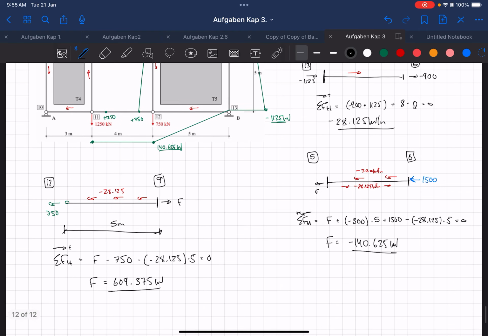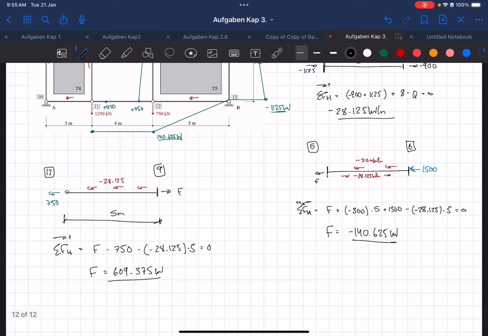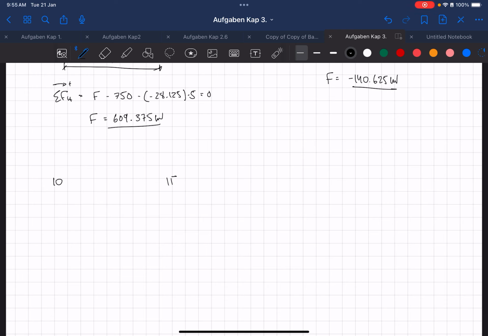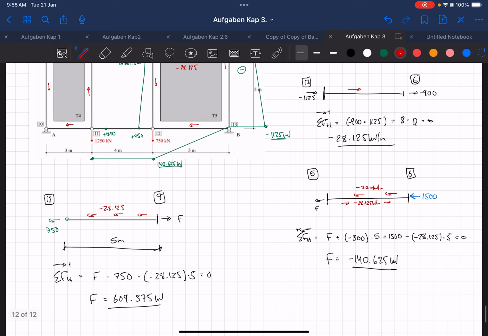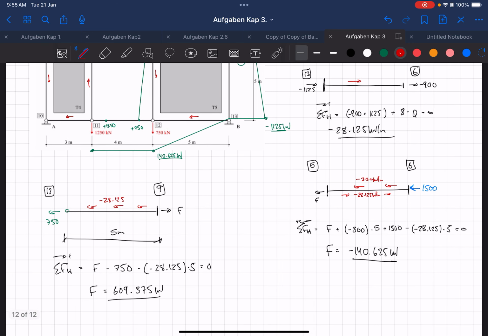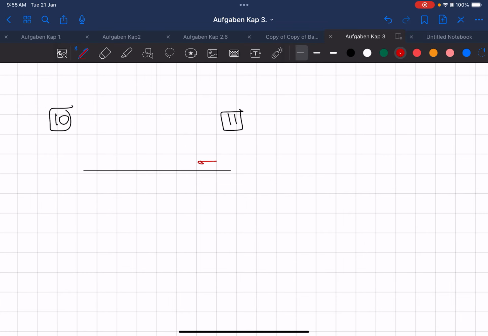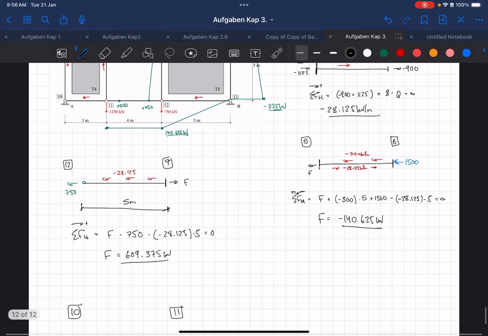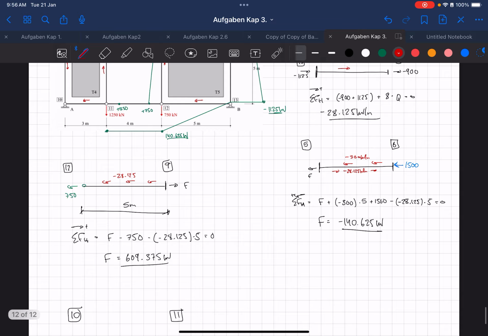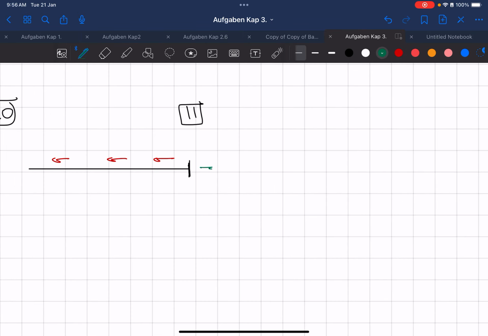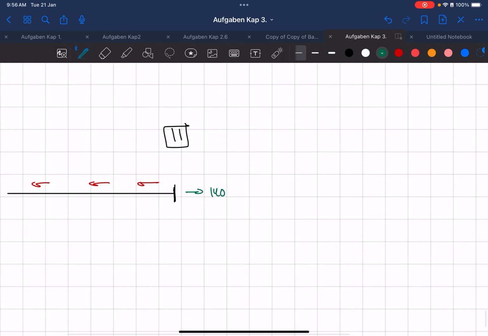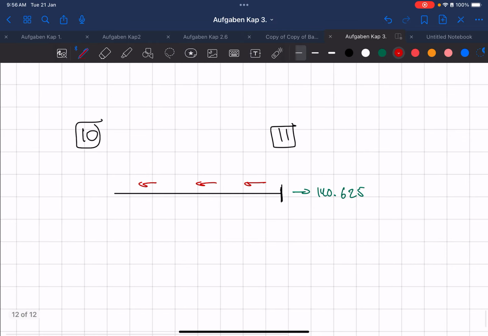So. Machen Escade 10 to 11. And I know that left the left, so, and then punkt on it then 140.625 I think. Genau.